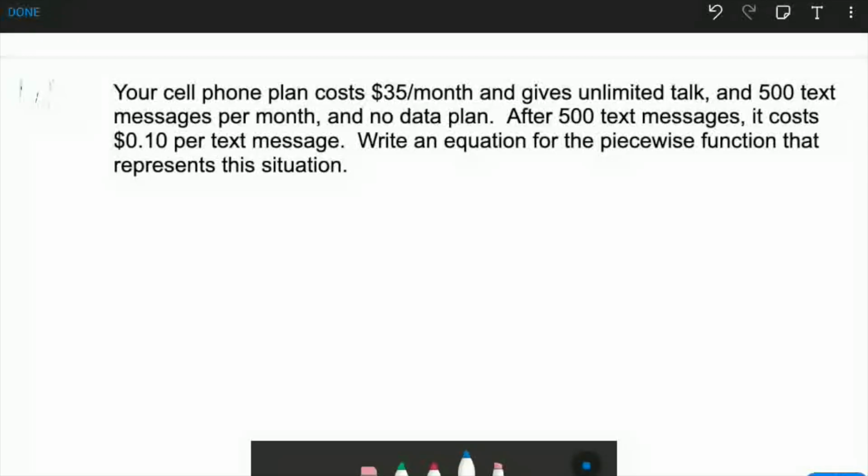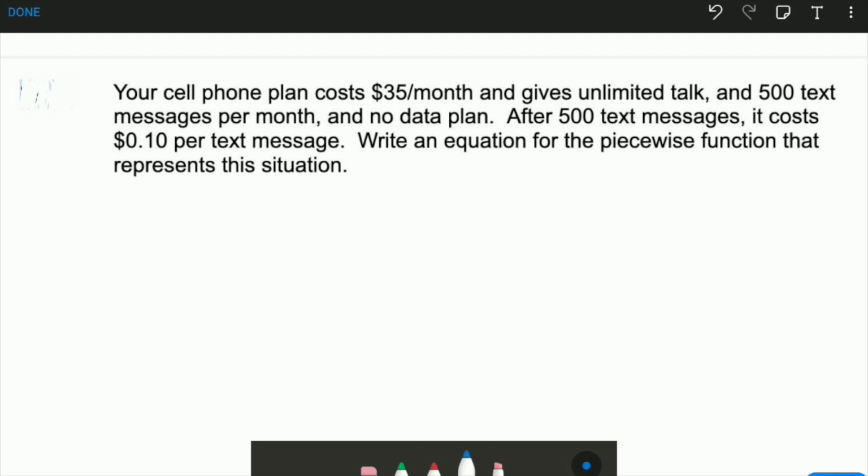In this example, we have a word problem. Your cell phone plan costs $35 per month, gives unlimited talk, 500 text messages per month, and no data plan. After 500 text messages, it costs 10 cents per text message. Write an equation for a piecewise function that represents the situation. So just like the other ones, I'm going to have to break it apart into the different pieces.